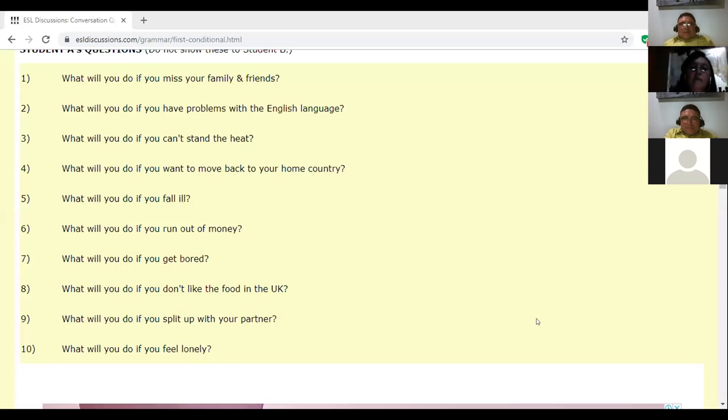I guess that the practice is to say the whole sentence. If you have a problem with the English language, we must say the second part also, in the future. For example, if I have problems with the English language, I will buy a dictionary. So what would be one solution in your case if you have problems with the English language?